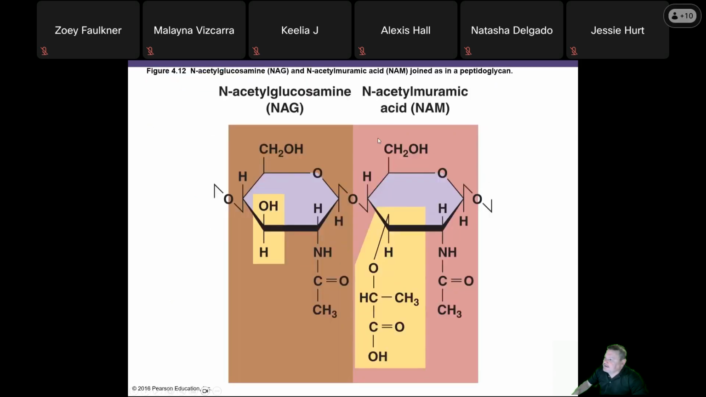So this is the NAG and NAM. You don't need to know all the chemical formula stuff here, but just realize that these repeat themselves, and I'll show you a better picture of peptidoglycan in a minute. But you'll hear that term over and over and over again. Peptidoglycan, it's the cell wall. That's the component of the cell wall. And again, this is going to determine which antibiotic can work on a particular bacteria.